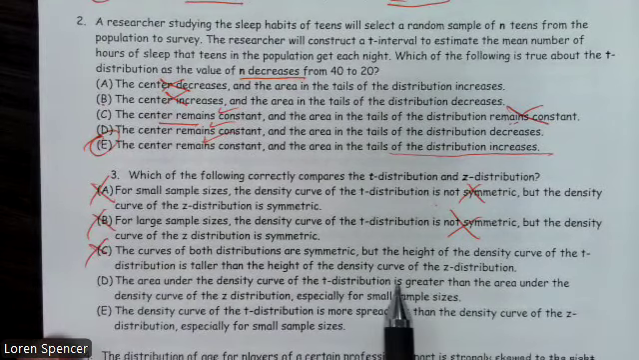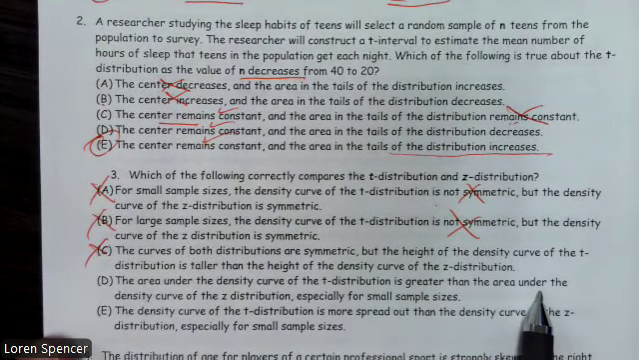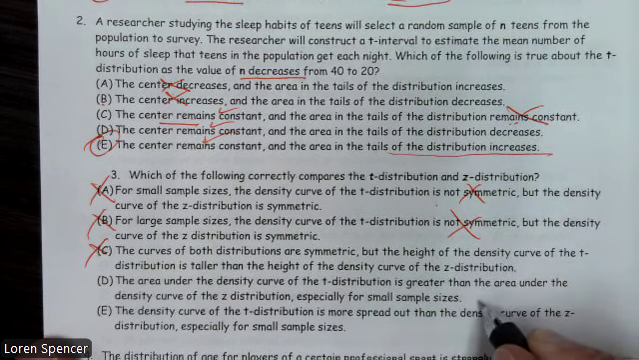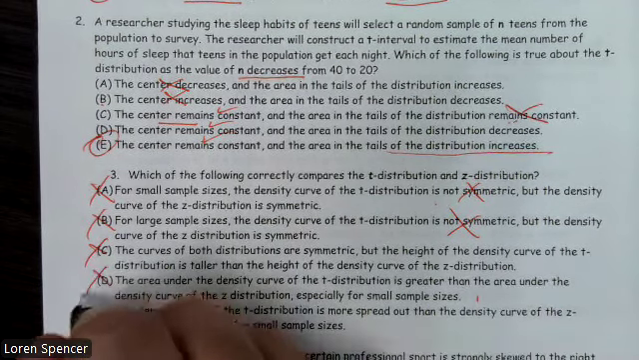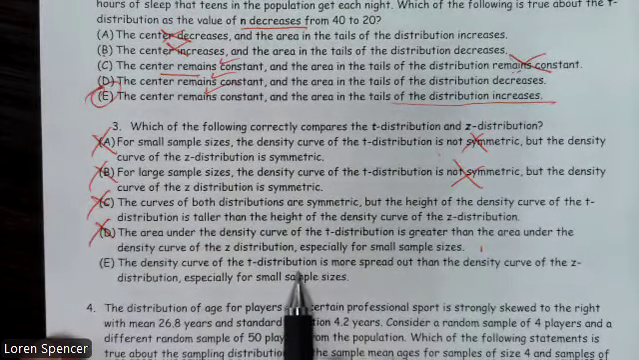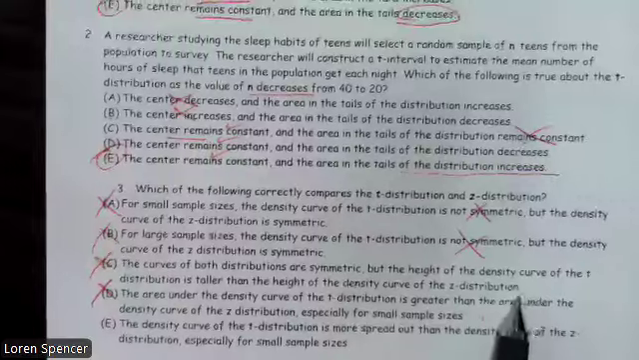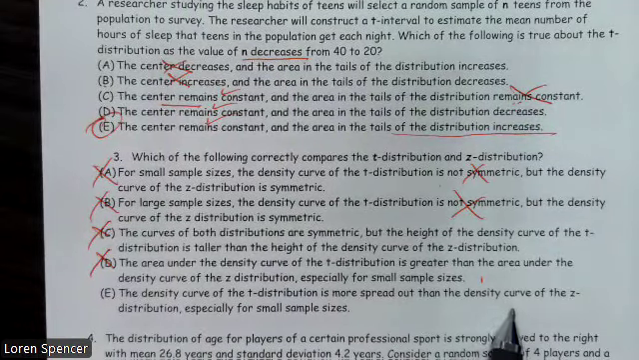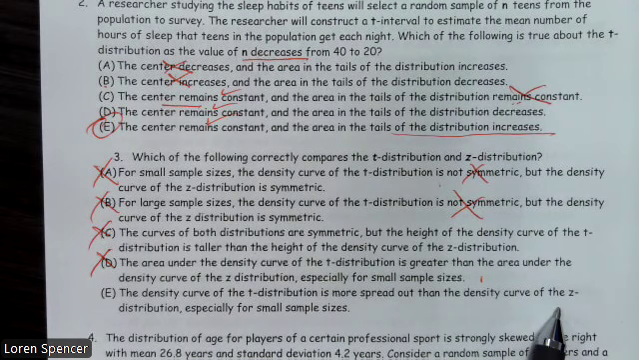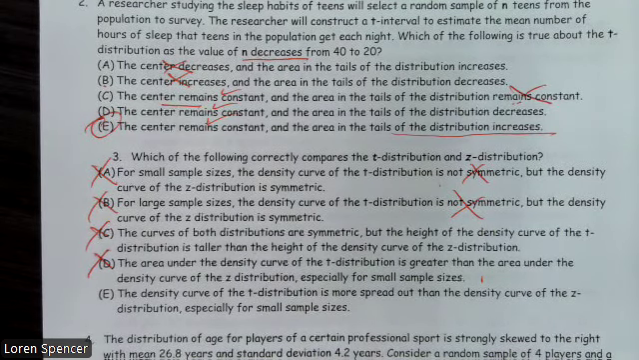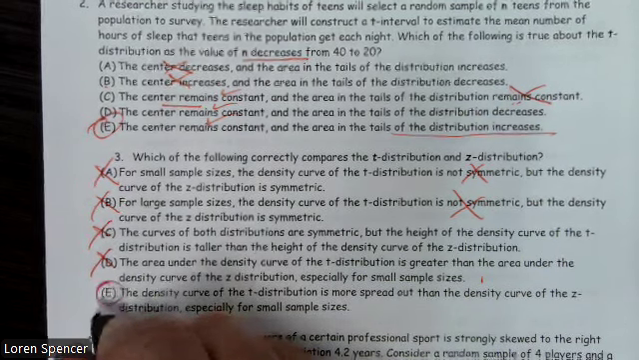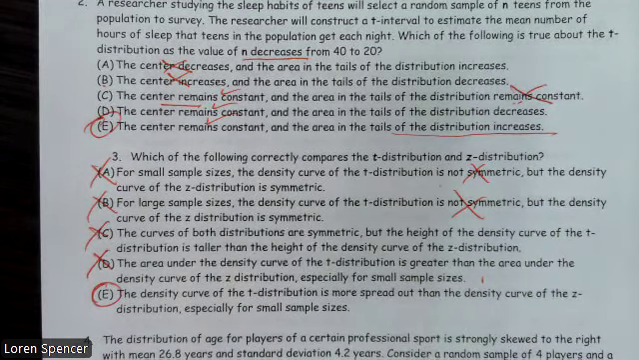The area under the density curve of the T distribution is greater than the area under the density curve for the Z. No, it's a valid probability distribution. Both of them have an area equal to 1. All right, that leaves E. The density curve of the T distribution is more spread out. Yep, it's more spread out than the density curve of the Z, especially for small sample sizes. The smaller the sample size, the more spread out the T is. So the answer choice to number 3 is E.